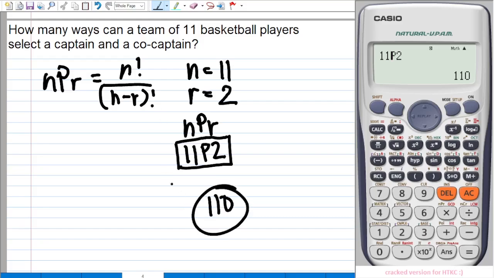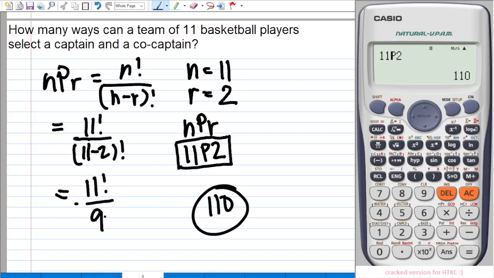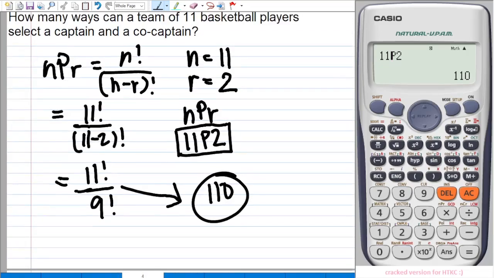So that's the shortcut. We can use this formula if we need a solution. So n factorial, that's 11 factorial, over n minus r factorial, so that's 11 minus 2. So this will be 11 factorial over 9 factorial. If you input this fraction to the calculator, you will still get the same answer. So that's how we solve a permutation problem without repetition.